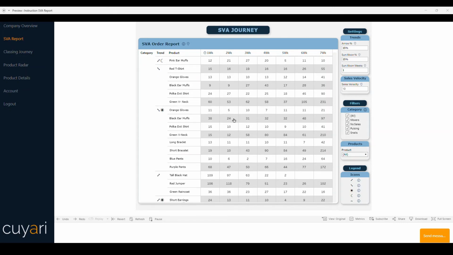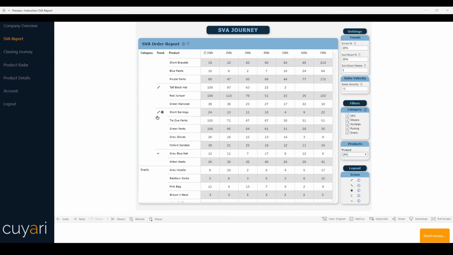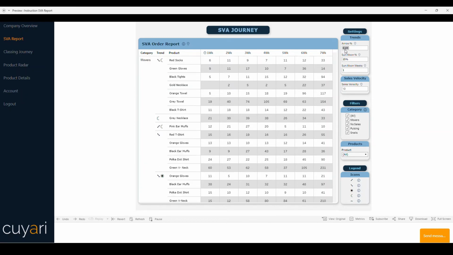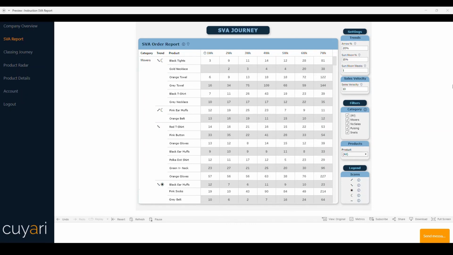Where there are up arrows, I have increased by 15% on average in weekly orders in the past 3 weeks. I can change the percentage I wish to view in the trend settings section under arrow percent. Right now, the arrow percent shows 15% or 0.15. But if I were to write 0.2 and click enter, the arrow percent setting will change to 20%.